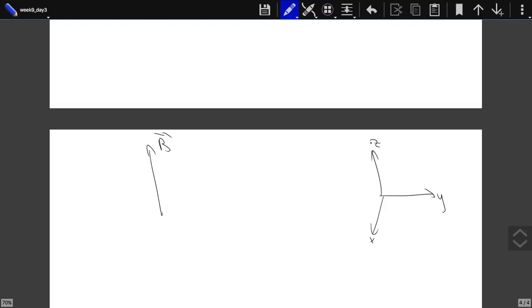And there is also a uniform electric field, or let's say the magnetic field is in the x direction. In the z direction, there is an electric field. So what will be the motion of this particle, given some initial velocity v0?